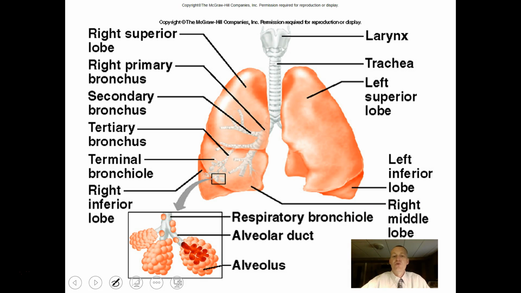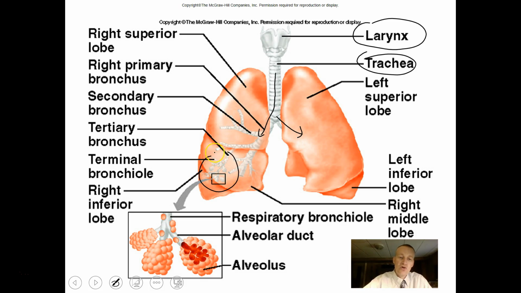So this is just showing you a frontal view. You can see the larynx or the voice box, and you can see the trachea, the tube that carries the air down into the bronchial tubes in the bronchial tree. Eventually, those tubes will branch and branch and branch, and eventually they'll terminate into an alveolar duct and into a little cluster of air sacs called the alveolus.